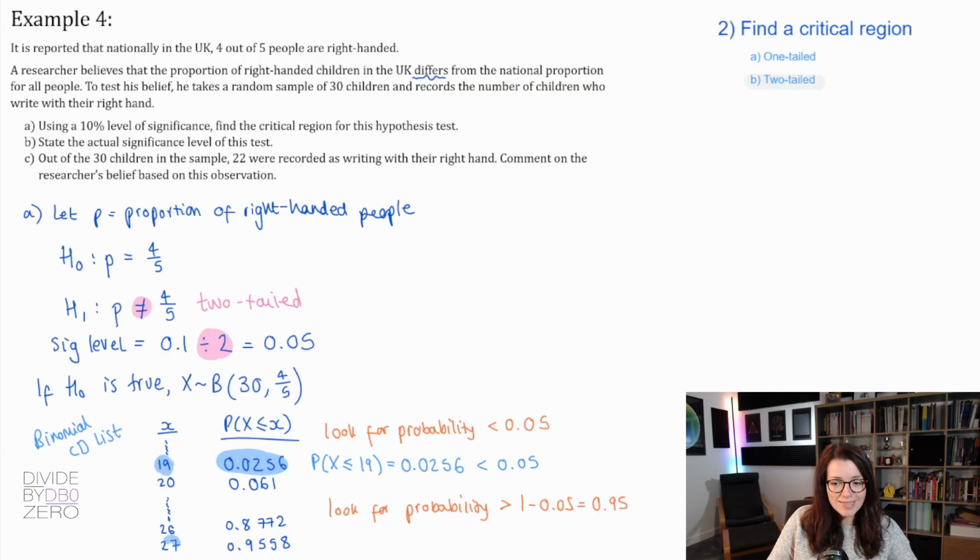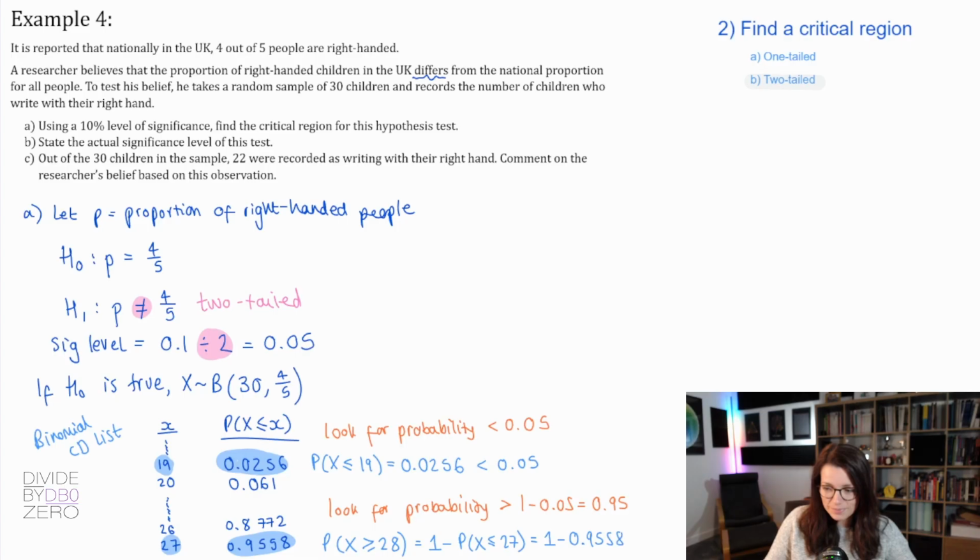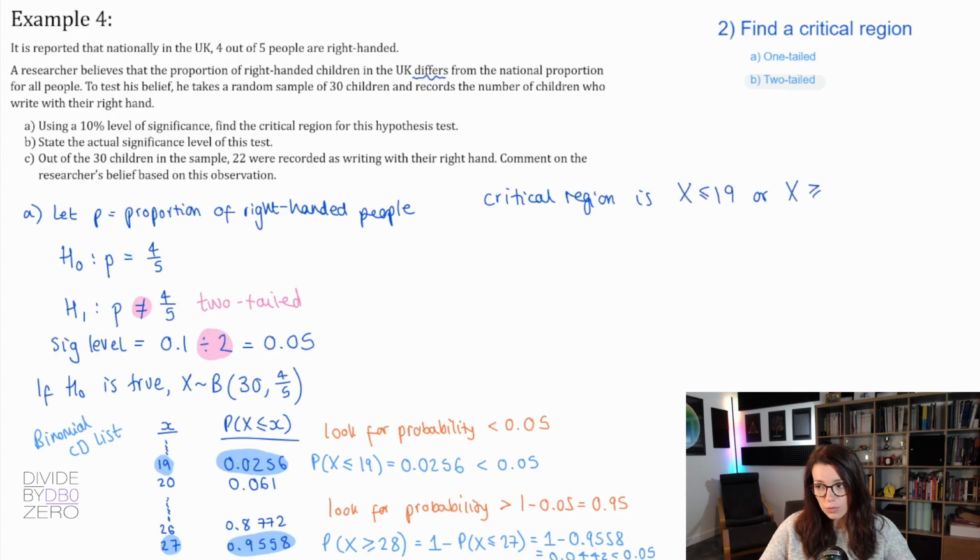So in this case, 27 had a probability of 0.9558, which means the probability that X is greater than or equal to 28 would be 1 minus the probability that X is less than or equal to 27, which is 1 minus 0.9558, which is 0.0442, which is in turn less than 0.05. That upper tail is always more confusing, but if you look for probabilities greater than 1 minus the significance level, that can really help. So now we have our critical region: X is less than or equal to 19, or X is greater than or equal to 28.